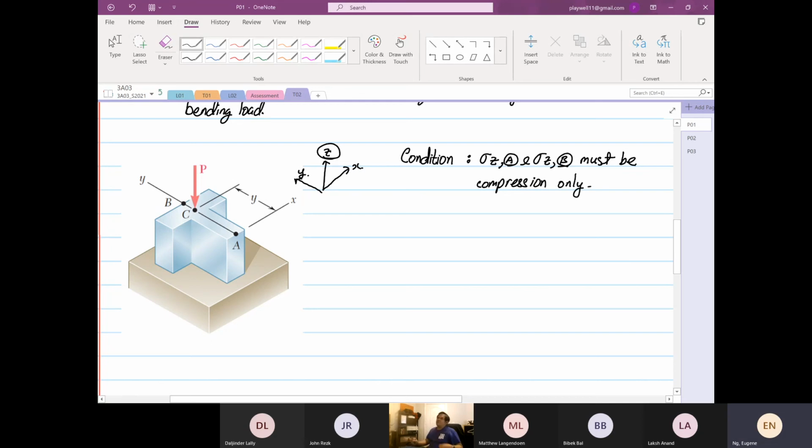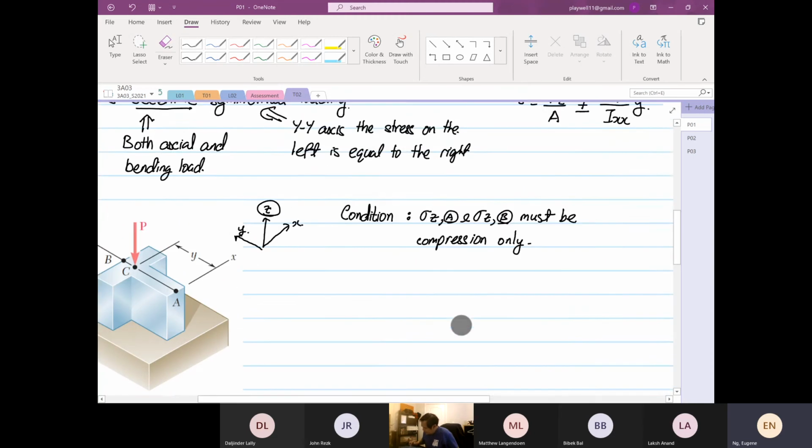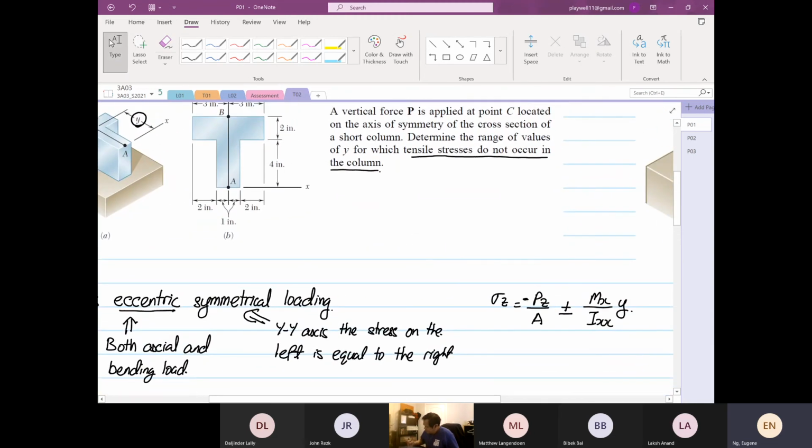In most of the cases we have learned in bending, we have a neutral axis, because on one side of the neutral axis you have tensile stress, and on the other side compressive stress. But for this problem, they don't want any tensile stress. They say tensile stress does not occur in the column. So they only want compression.